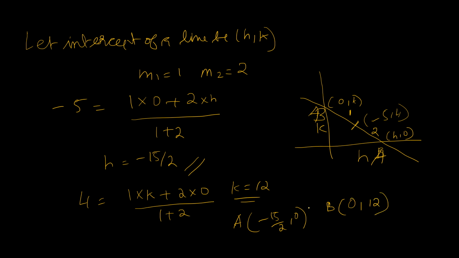Now we have to find the equation of the line. The equation of the line is given by y minus y1 equal to m into x minus x1. We can take x1 y1 and x2 y2, and with the help of that we can find it. For x1 y1 we can use minus 15 by 2 comma 0, because we need to find the equation of the line, which means A and B, right?